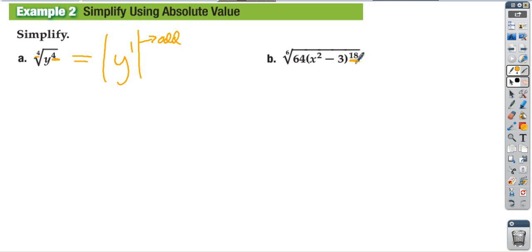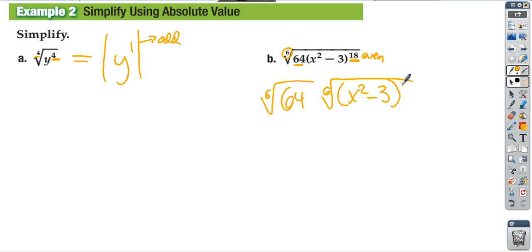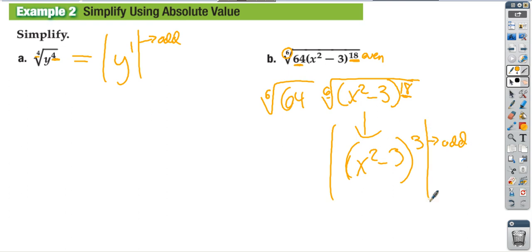Okay, here that's an even power, and we're going to be taking the 6th root, which means dividing by 6. Actually, let's split this up, because we have a 64 here, and then we also have the 6th root of this thing right here. Okay, so what is this going to be? Well, if we take 18 and we divide it by 6, we would get this right here, x squared minus 3 to the 3rd power. We need an absolute value around that, because that's an odd power.